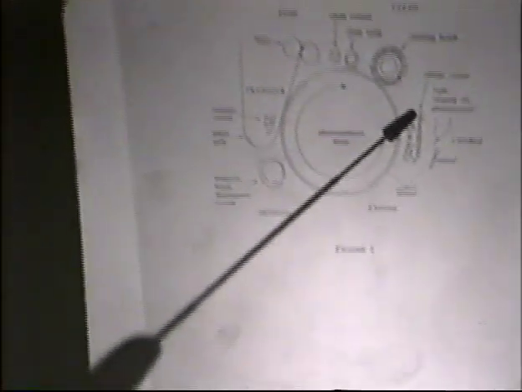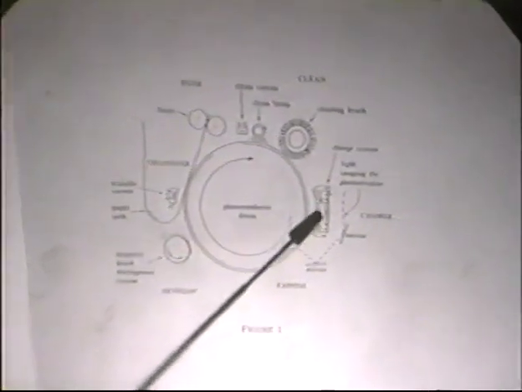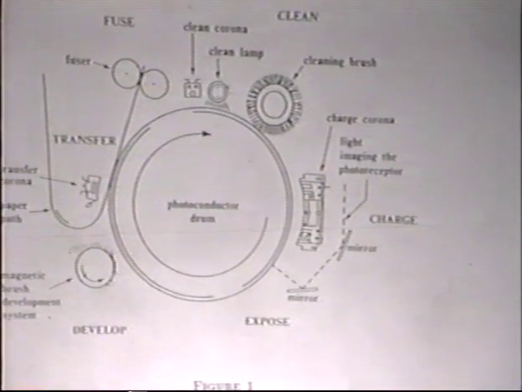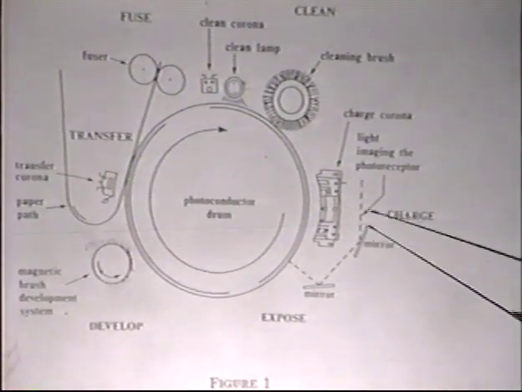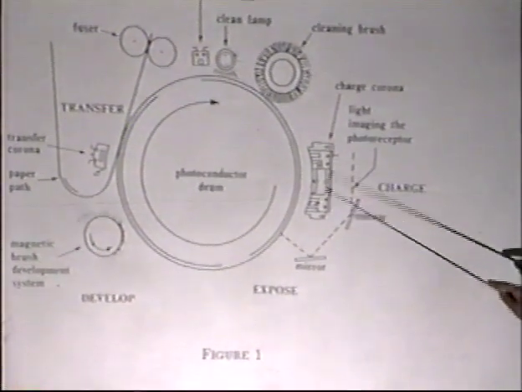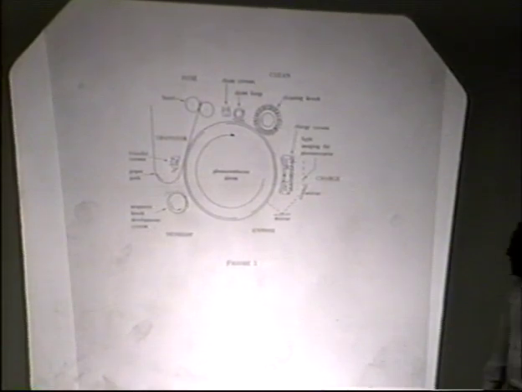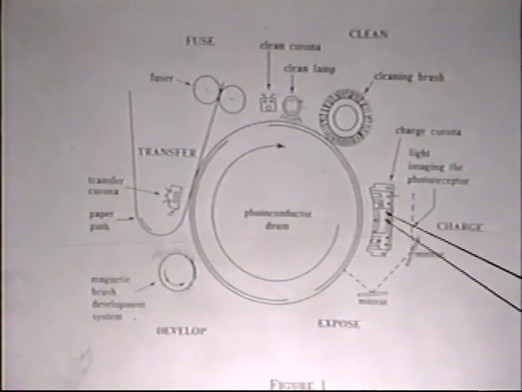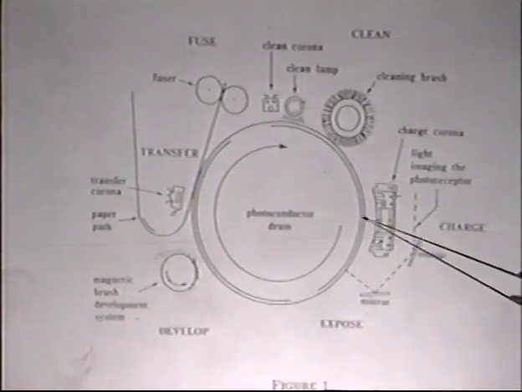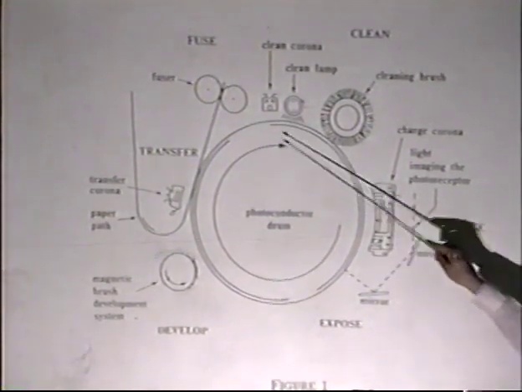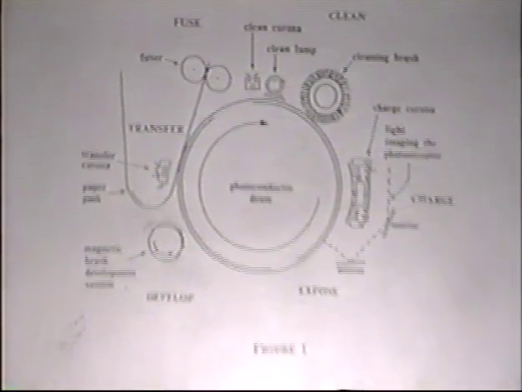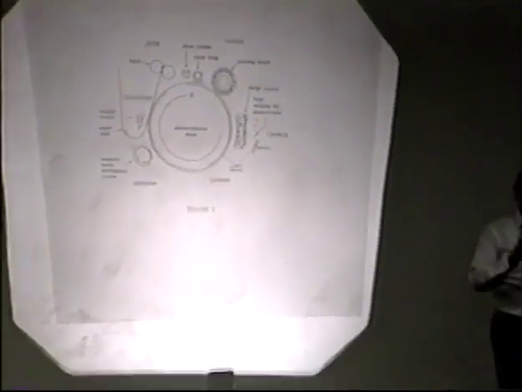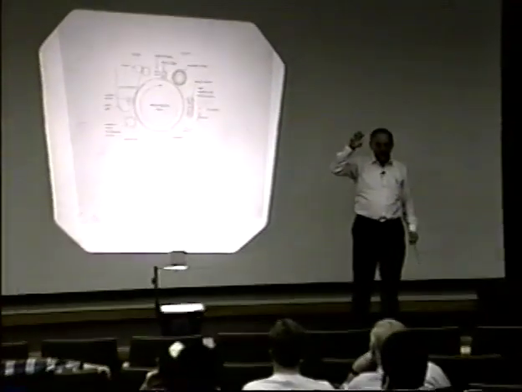So this here is the corona, and this is a wire that is given very high voltage, up to 5,000 volts, and that creates positive ions, and they migrate to the surface. This is a photoconductor drum, or a photoreceptor. It's about the size of a fist.